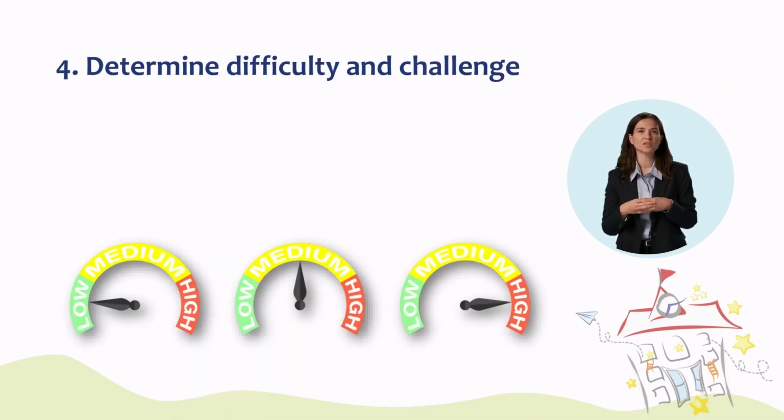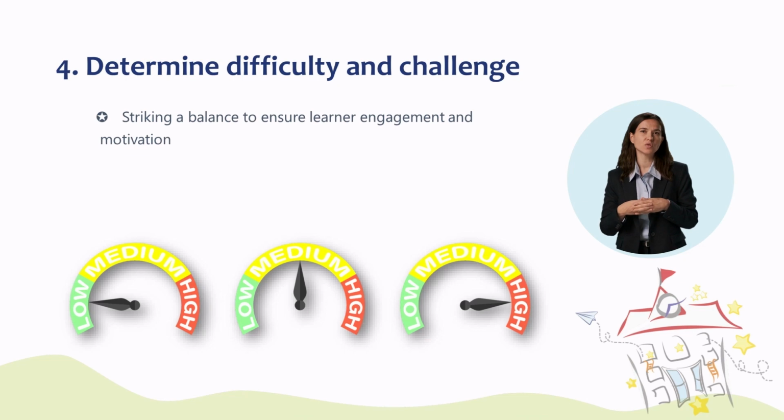The fourth step is to determine the appropriate level of difficulty and challenge. It is crucial to strike a balance to ensure learner engagement and motivation. Games that are either too easy or too difficult can quickly lead to boredom or frustration, ultimately resulting in disengagement. To maintain learner interest and maximize their engagement, it is important to design challenges that align with the learning objectives and progressively increase in difficulty.